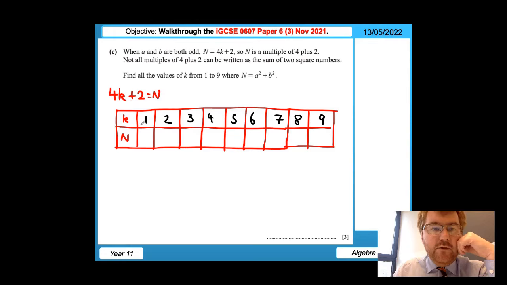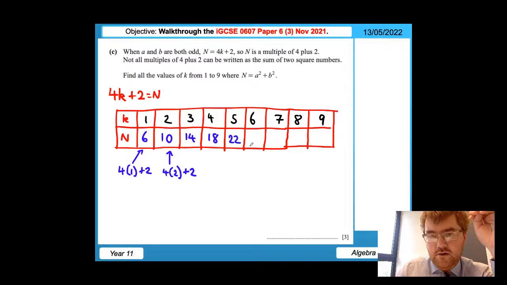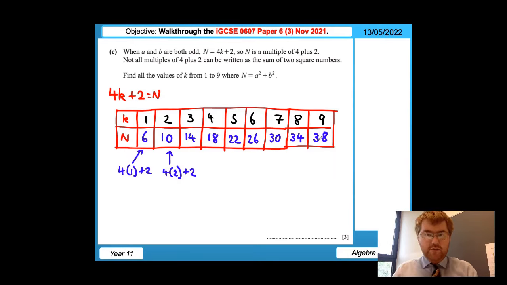And now we need to work out, when we put k into this, what do we generate out? So, for example, the first one here, 4k plus 2, so I'm going to do 4 lots of 1 plus 2, that's equal to 6. For this one, I'm going to do 4 lots of 2 plus 2, that's equal to 10. And you can see it goes up in 4s here, so 14, 18, 22, 26, 30, 34, and 38. And what we want to do here is actually just establish with odd numbers only, remember a and b are both odd, which of these can actually be generated.